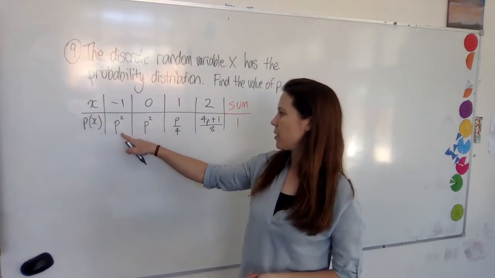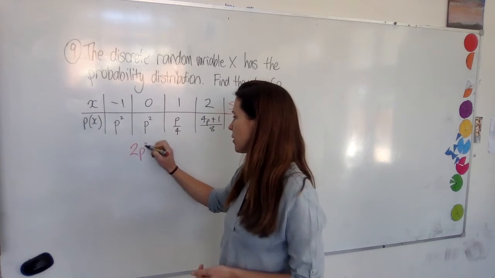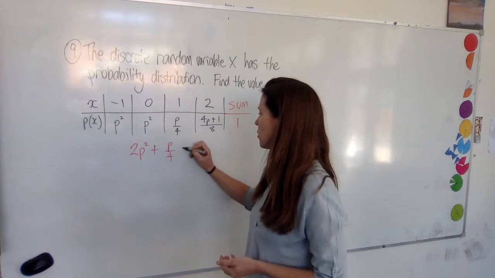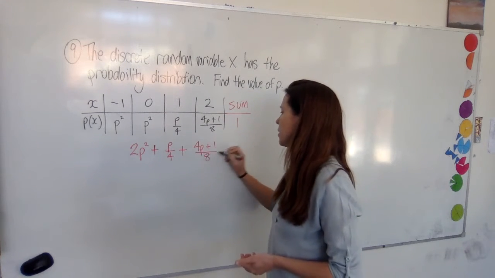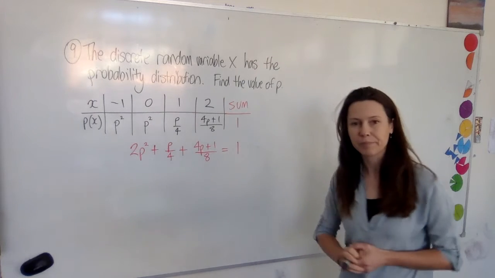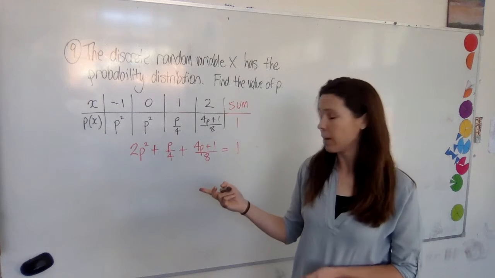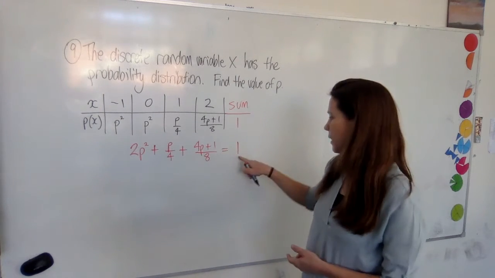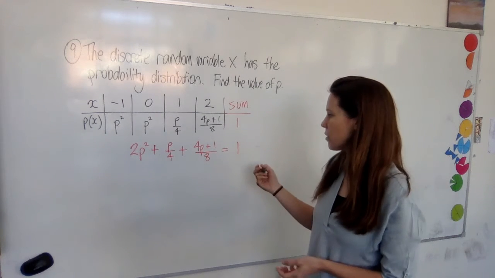So I've got p squared plus p squared. Straight away I'm thinking that's 2p squared. I can do a little bit in my head here. Plus p over 4 plus 4p plus 1 over 8 all equals 1. Okay, this looks like a quadratic equation, so what you should be thinking straight off is let's get rid of the fractions and make it as simple as we can, and let's also let it equal 0 so that then we can use the null factor theorem to solve it.